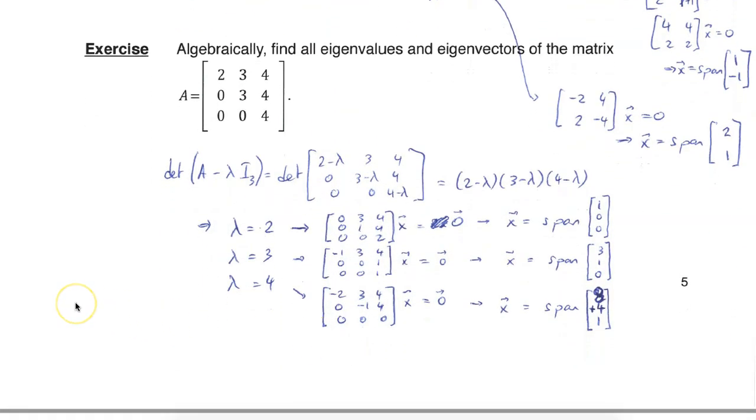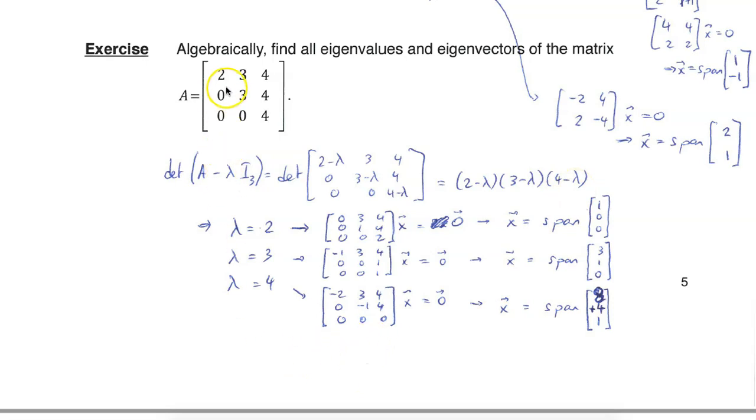All right, a second example with a triangular matrix. It's going to make our life easier. When we look for the determinant of A minus lambda I, we still have a triangular matrix, so the determinant of that is just going to be the product of the diagonal entries. So immediately we find that the eigenvalues are going to be 2, 3, and 4. For each of these, we can apply the same strategy as before.